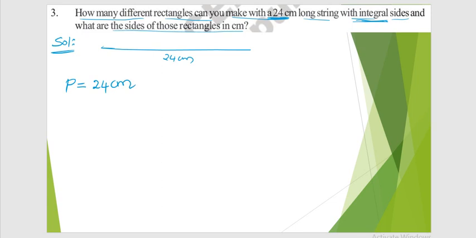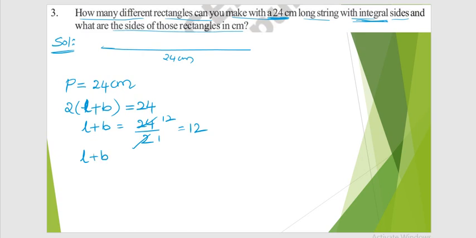That means indirectly what he has given is that the perimeter of the rectangle is 24 centimeters. But what do we know about the perimeter of a rectangle? The perimeter of a rectangle is 2 times (length plus breadth), which is 24 centimeters. So from this, length plus breadth equals 24 divided by 2. In 2 table, 24 goes 12 times, which is 12. So length plus breadth is 12 centimeters.